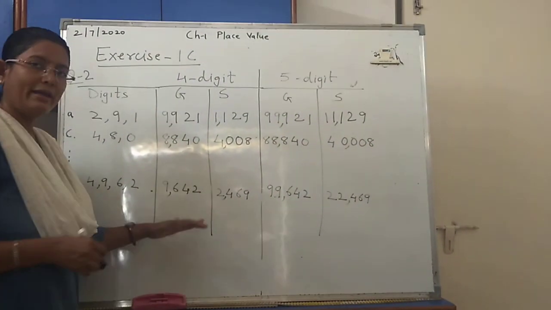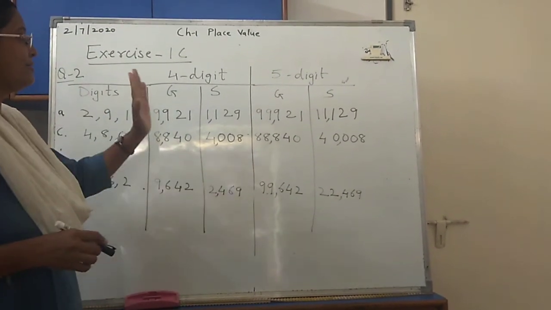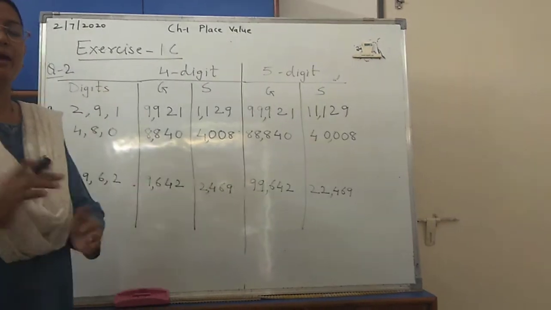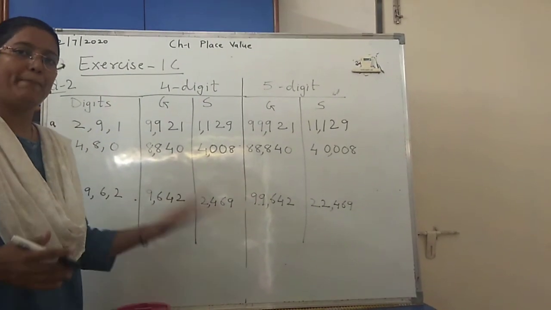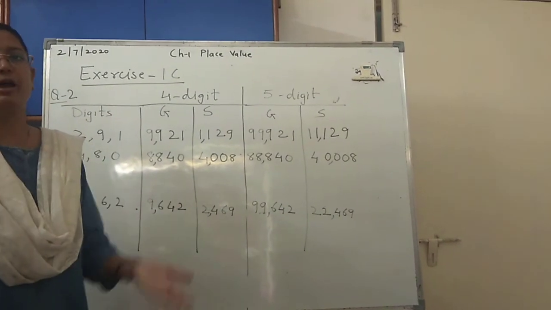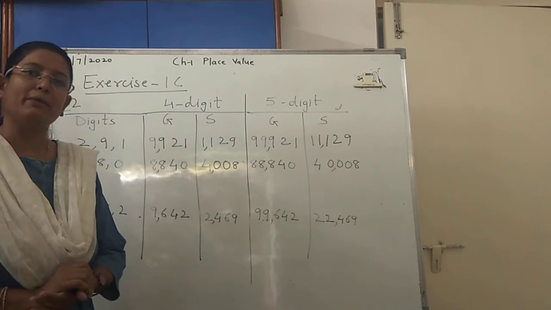Right? This is the way how to build the greatest number and smallest number by using the digits given to you. Sometimes you have to repeat it, sometimes you don't have to repeat it, right? I think you should be clear with the topic building numbers.